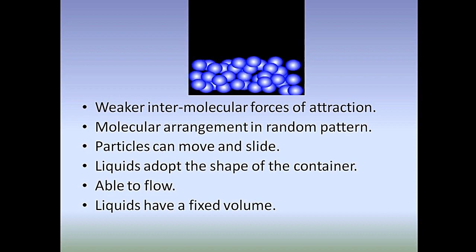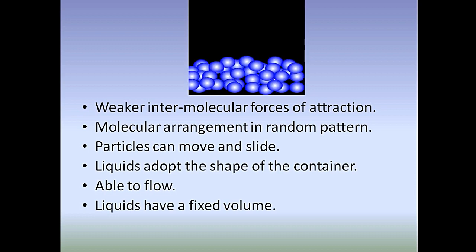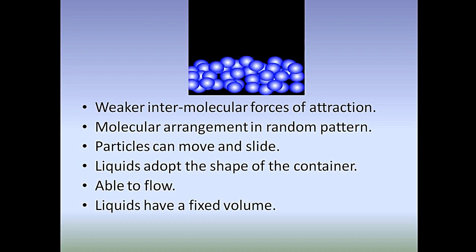For example, if you pour 1 liter of water in a jar and in a pot, both of them have the same volume of water, but the shape of the water depends on the shape of the container. Liquids have a moderate to high density.